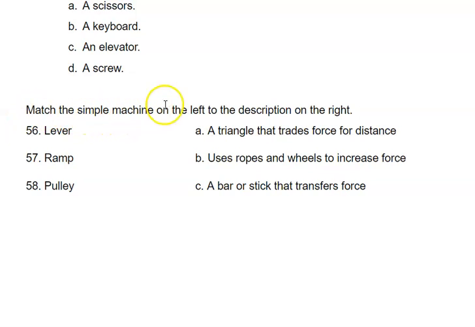Match the simple machine on the left to the description on the right. 56. A lever. 57. A ramp. And 58. A pulley. Which one of these terms is A. a triangle that trades force for distance? B. Uses ropes and wheels to increase force. Or C. A bar or stick that transfers force.